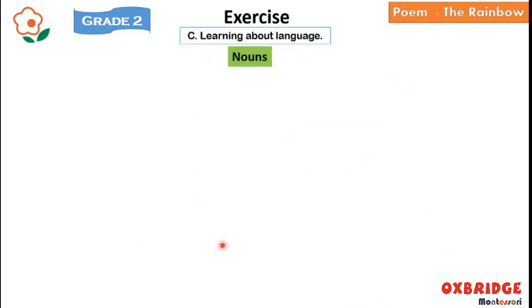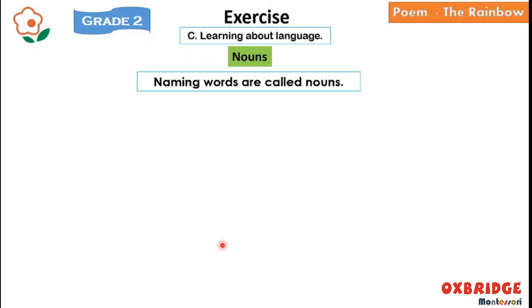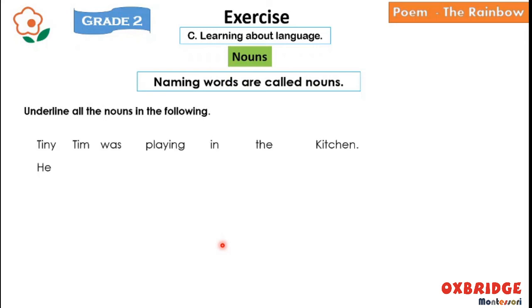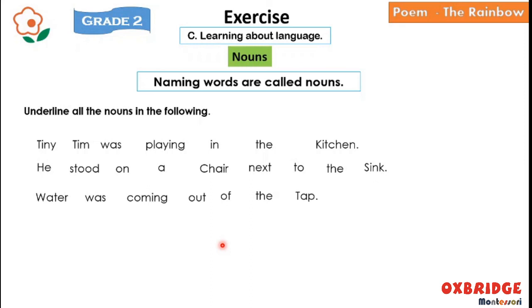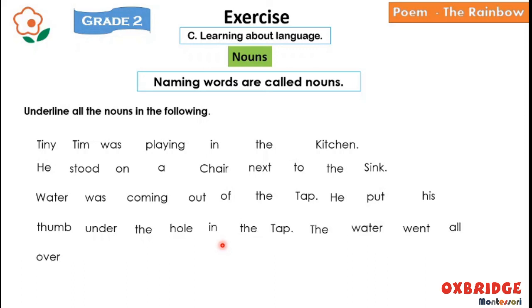Learning about language, and here we are going to learn about nouns. What are nouns? Can you think? Can you recall what nouns are? So I'm going to tell you what nouns are. Nouns are naming words, and naming words are called nouns. You have to underline the nouns in the following lines. And nouns are the naming words such as person, place or thing.